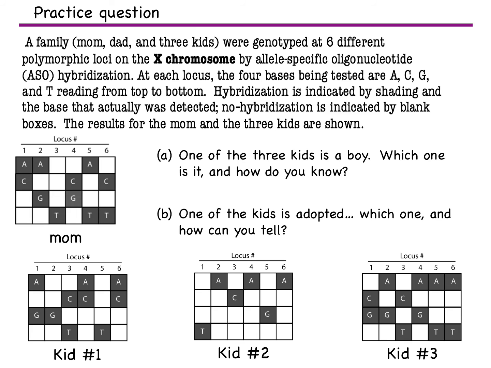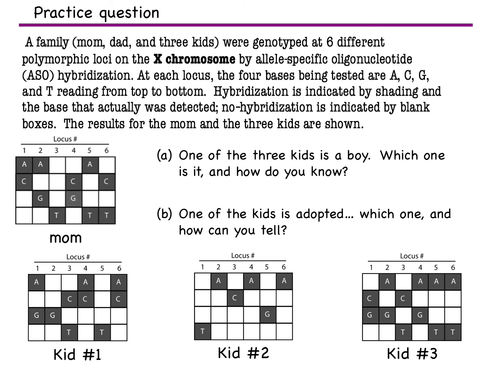Okay. So I have 2 questions I'm going to ask. There's a third question I'm going to throw in here also. The first question is, one of the 3 kids is a boy. Which one is it, and how do you know? I'll just ask the second one right now too, and you can stop the video and answer both of these questions if you'd like. One of the kids is adopted. Which one, and how can you tell? If you want to answer these on your own, stop the video now, and you can start it up when you're ready to see the answer.